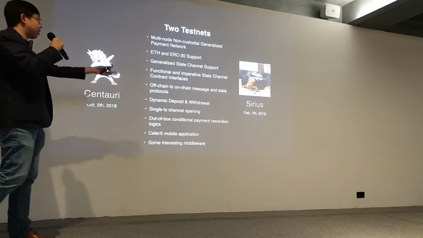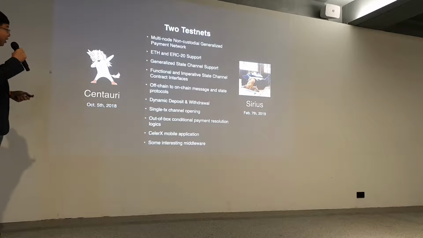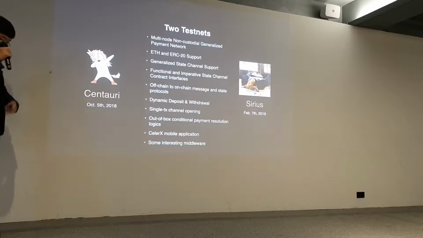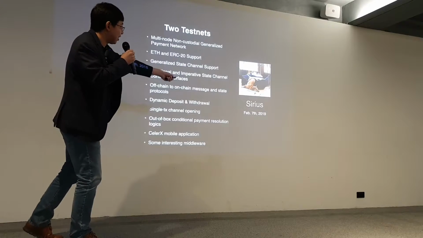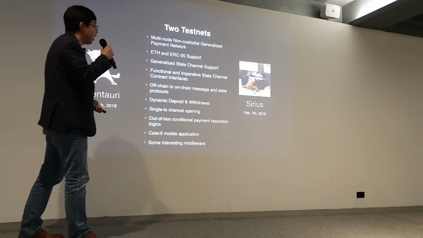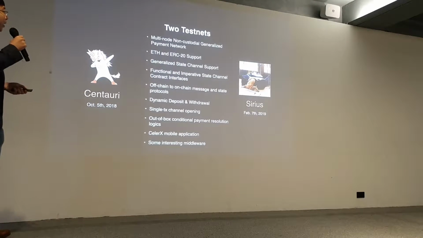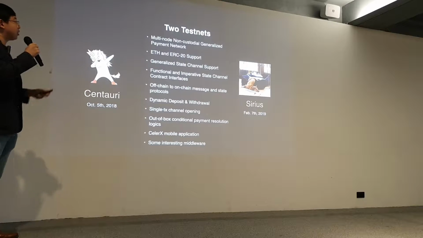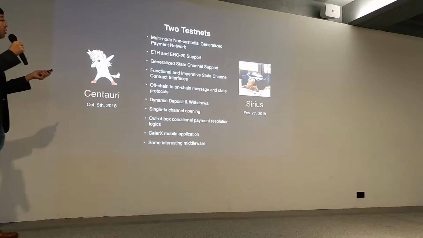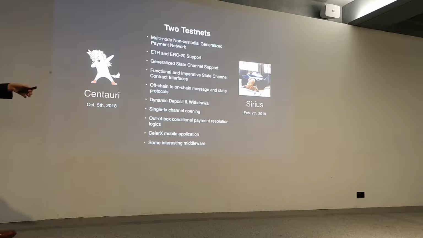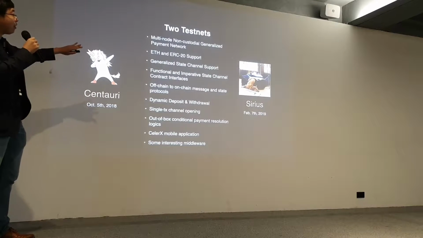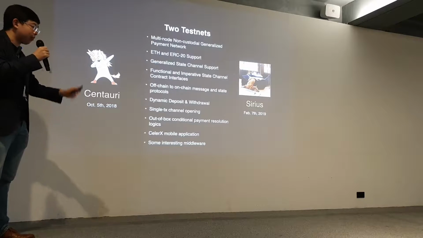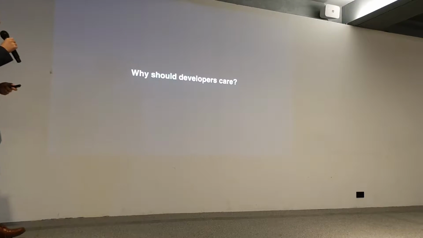We have released a bunch of testnets. We released the first version of the testnet, which is this horse-like thing, last year, and we recently released this dog-like thing. This is actually our office dog. There are a lot of features that we support, like multi-node non-custodial payment, a generalized payment network that can support conditional payment functionality, and generalized state channel support and all that stuff. I'm going to skip this, because it's too long.